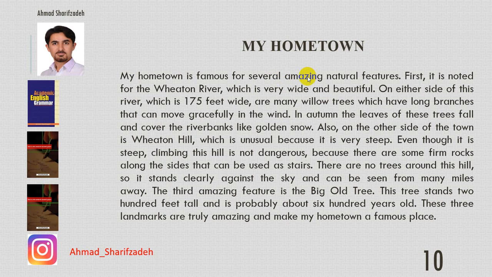My hometown is famous for several amazing natural features. For example, you can say "Several Amazing Natural Features of My Hometown." This can be the title of this text. And if you carefully read the text, you can see that the first, second, and third are all natural, amazing features of that place, that hometown. Okay, then it suffices to read the first sentence. You can read the first sentence and answer that reading comprehension question.